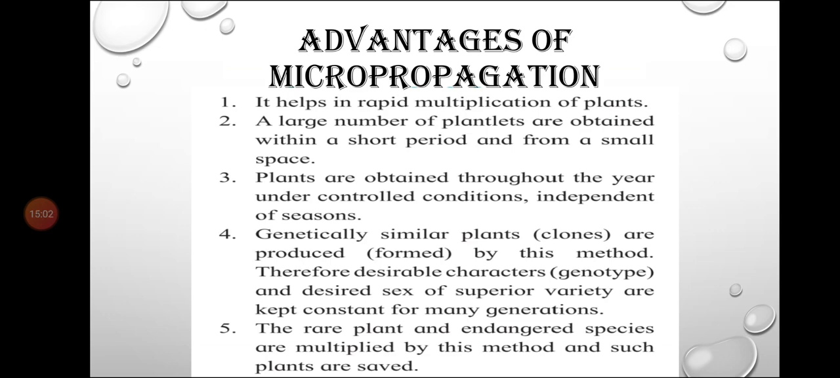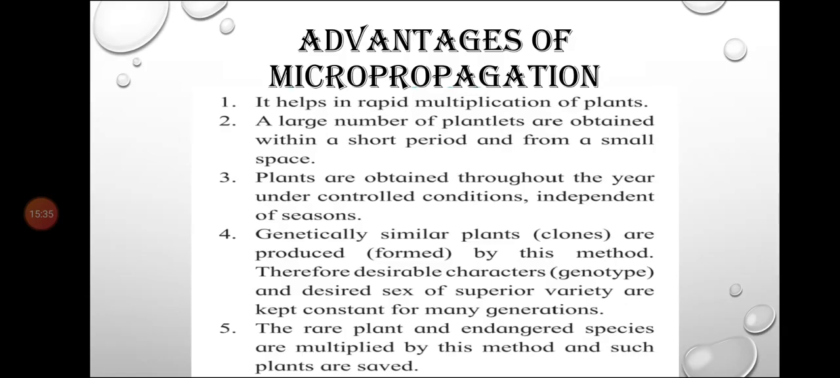Okay, it helps in rapid multiplication of plants. Means fast multiplication of plants takes place with the help of the micropropagation technique. A large number of plantlets are obtained within a short period and from a small space. Okay, so we get a large number of plantlets. Because of this micropropagation, we are getting many plantlets together in a short period of time, and in a very small space we can grow them. Okay, we are doing this all in a laboratory.